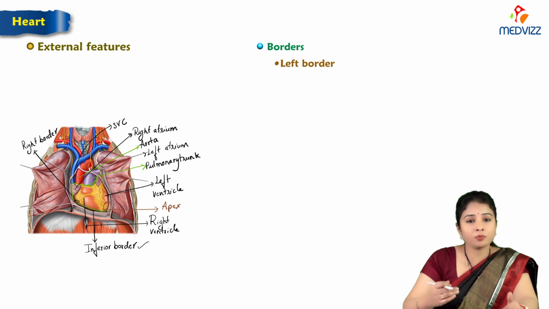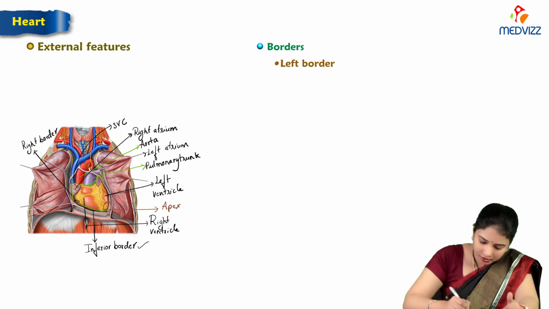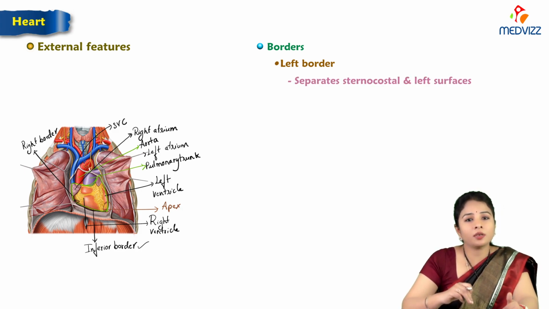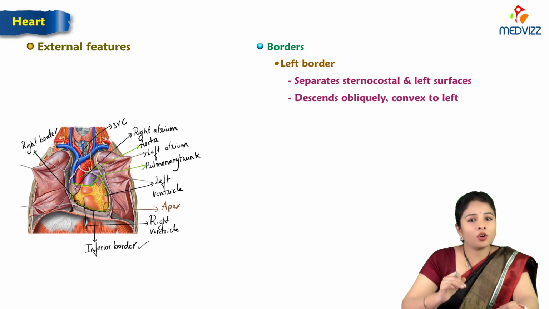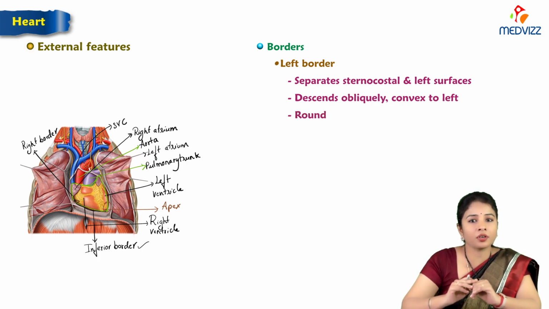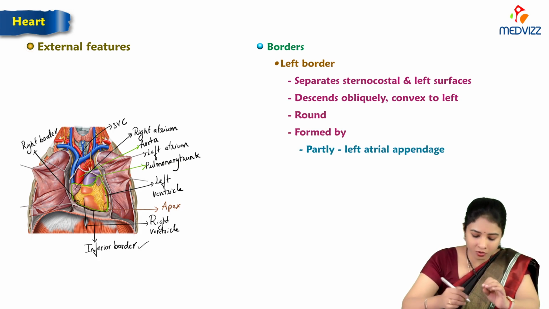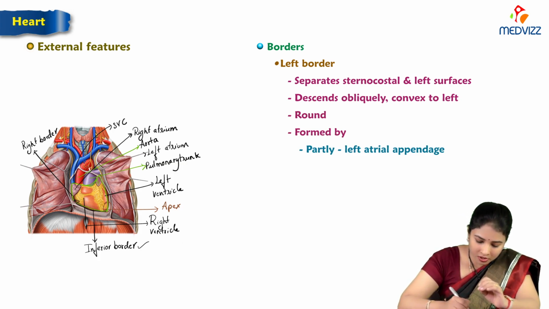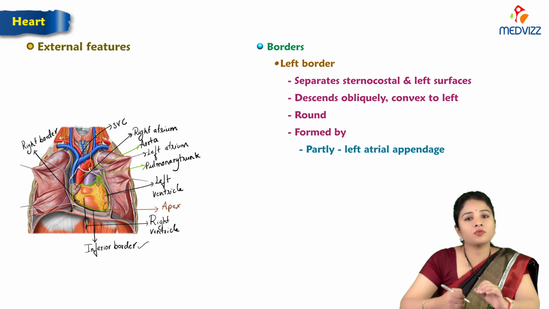What you are seeing in this view is the sternocostal surface. So it separates the sternocostal surface from the inferior or diaphragmatic surface of the heart. Next, the left border of the heart. So here is the left border of the heart. It separates the sternocostal surface from the left, and descends obliquely, convex. It is not a sharp border, it is a rounded border, formed by the left atrial appendage. You can see the left atrial appendage here, and it is formed mainly by the left ventricle.